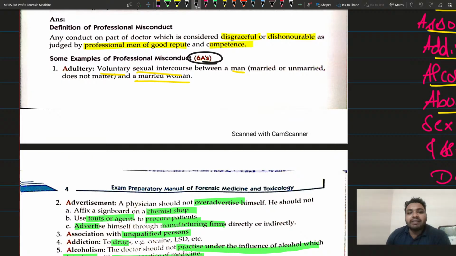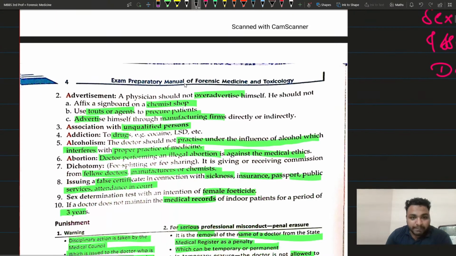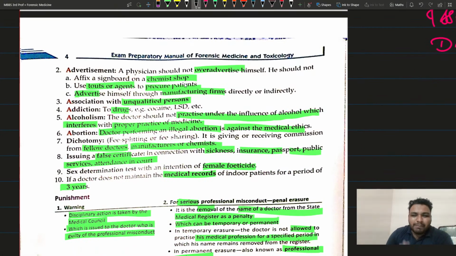Adultery is basically voluntary sexual intercourse between a man and a married woman. A man can be married or unmarried, that does not matter, but the woman is married. Advertisement: basically, a physician or doctor is allowed to advertise his services, but it should not be over-advertised.